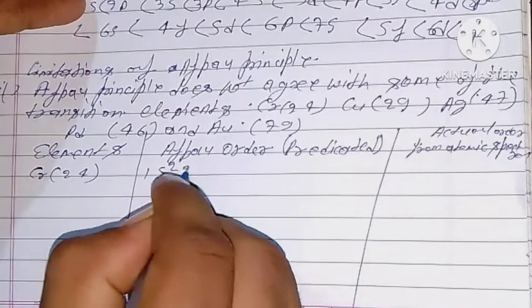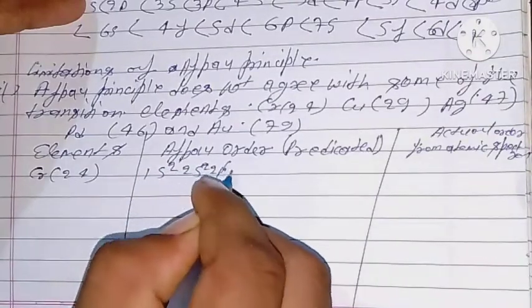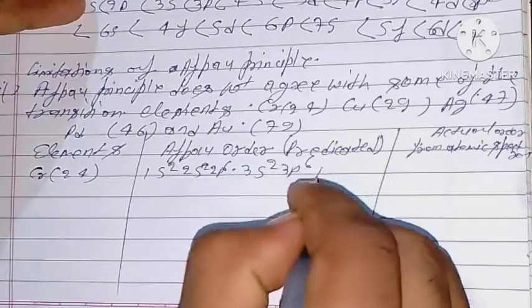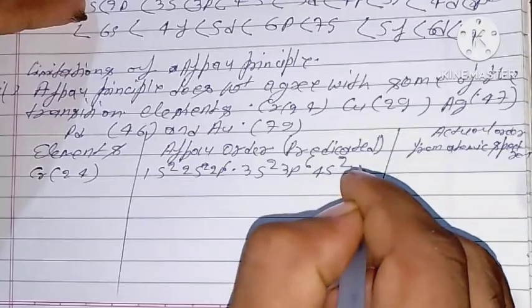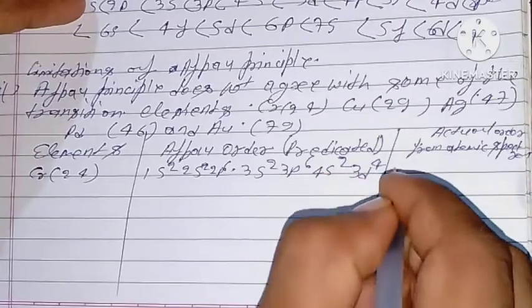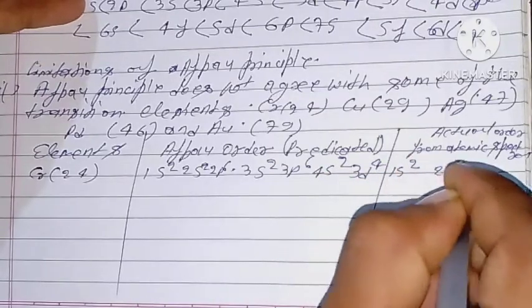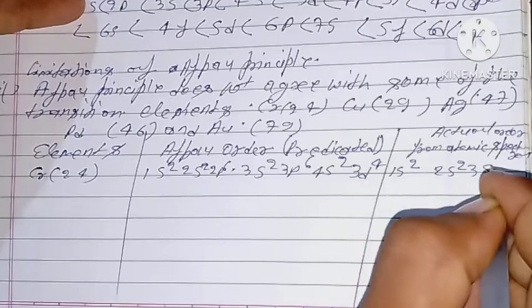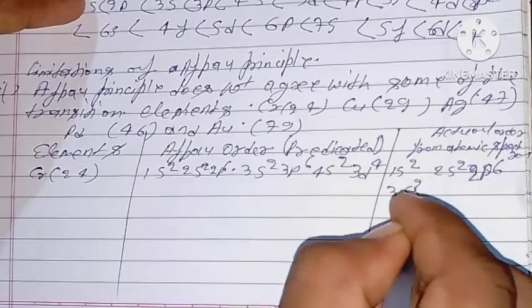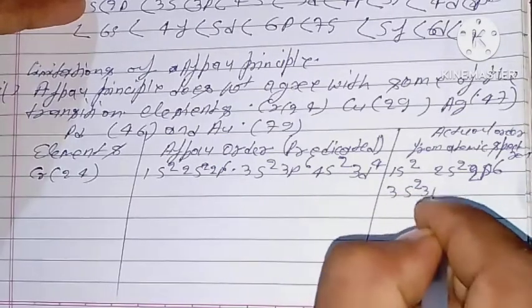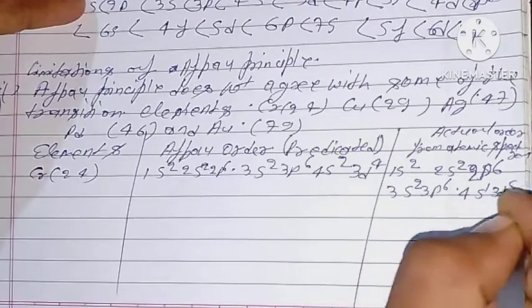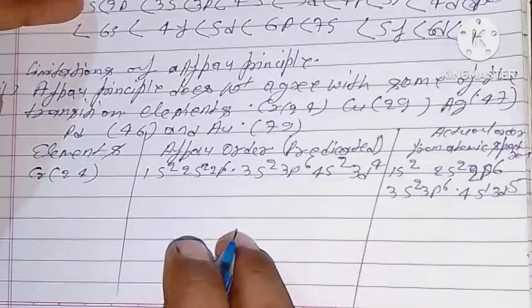Chromium 24: 1s2, 2s2, 2p6, 3s2, 3p6, 4s2 and 3d4. Actual order from atomic spectra: 1s2, 2s2, 2p6, 3s2, 3p6, 4s1, 3d5. This is for chromium.